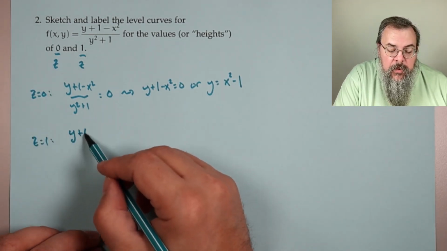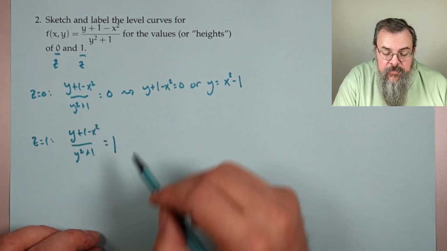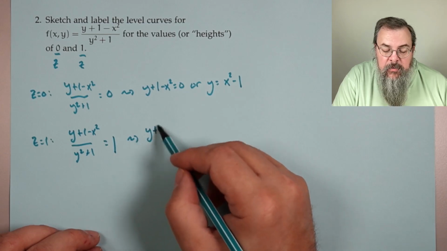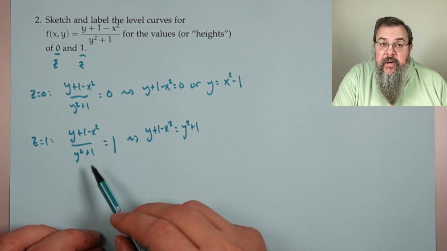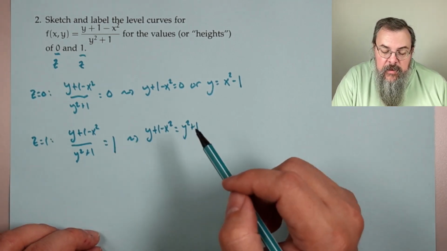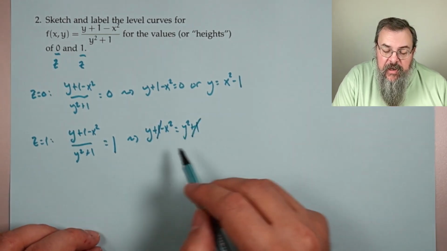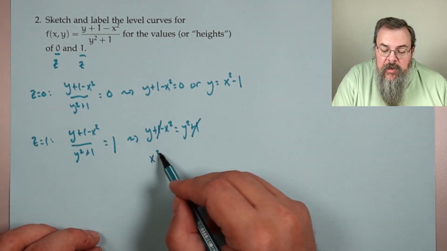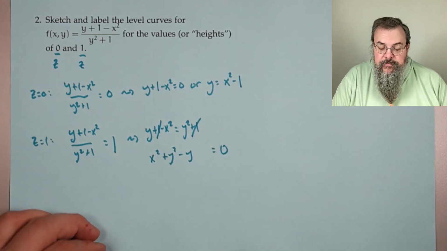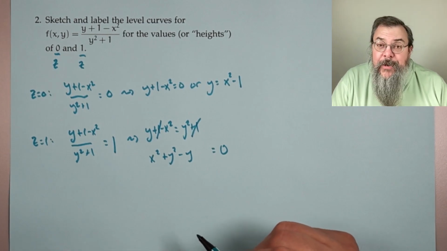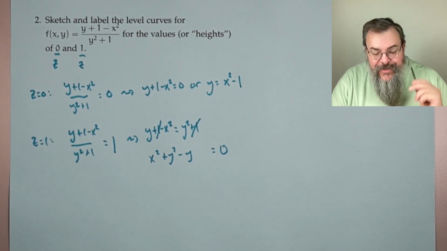we'll have y plus 1 minus x squared over y squared plus 1 equals 1. All right, that's y plus 1 minus x squared equals y squared plus 1, right? Just multiply across. And then say, well, we can cancel off some 1s. Let's move everything to one side. This is x squared plus y squared minus y equals 0. And it's feeling very circle because you see x squared and y squared. And it's feeling very circle because it is a circle.